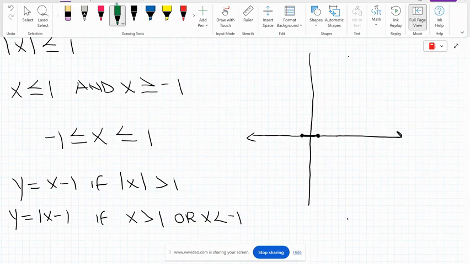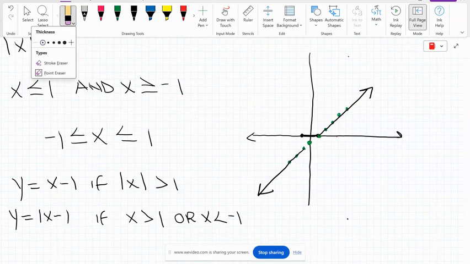So this is saying my y-intercept is negative 1, and then my slope is 1 over 1. So up 1, right 1, up 1, right 1, and so on, then down 1, left 1, down 1, left 1, down 1, left 1. But now it's saying if x is greater than 1, so that's going this way, or x is less than negative 1, which is going this way. So everything between there, I'm now going to erase.